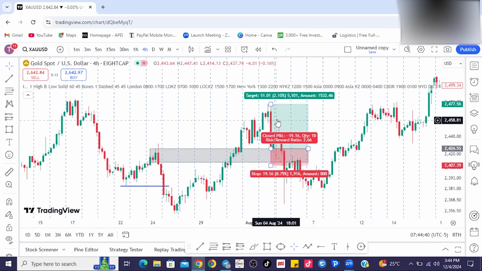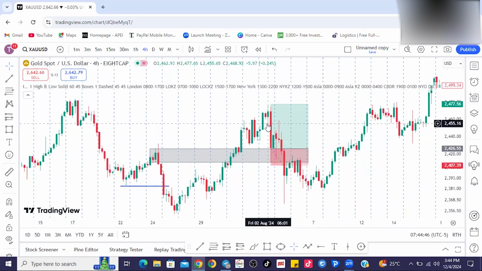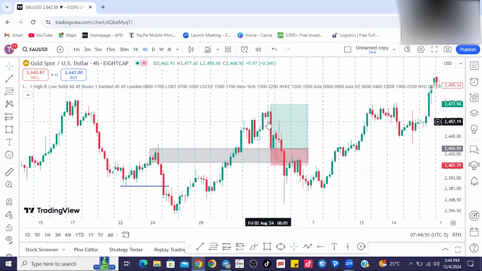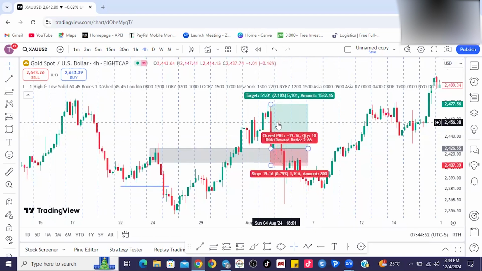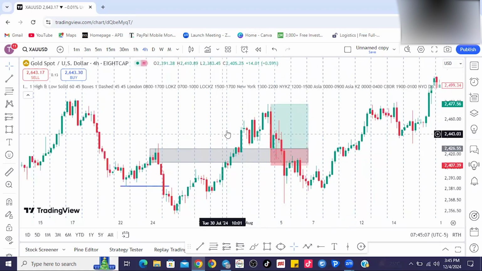But what I'm trying to emphasize is the importance of taking partials and trailing your profits. You see here, the price has reached a key level, where we have an order block. So it is important for you to take partial profit and put your stop loss at break even, because it's not a guarantee that the price will come to take out the liquidities at the particular point where you have your target. Okay, so let's look at another example.